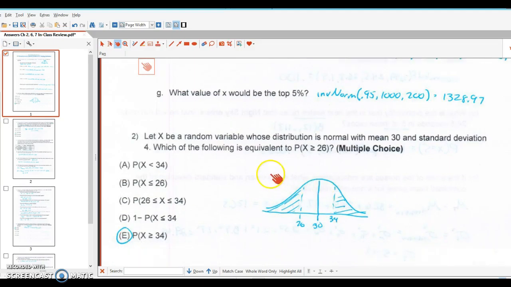Multiple choice example, you have a little bit more of a theoretical one, not an exact value needed to be calculated. I drew a visual once again to kind of illustrate it for myself. I have 30 in the middle, deviation of 4. I'm looking for what the equivalent probability of x greater than or equal to 26. I just got thrown off a little bit because as I'm reading it, I realize I've shaded in the wrong way. So greater than 26 would actually be everything over here.